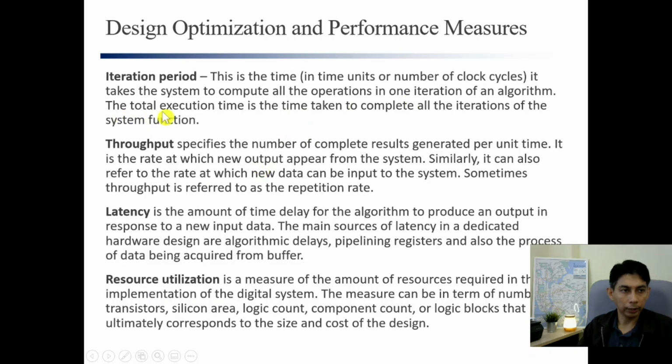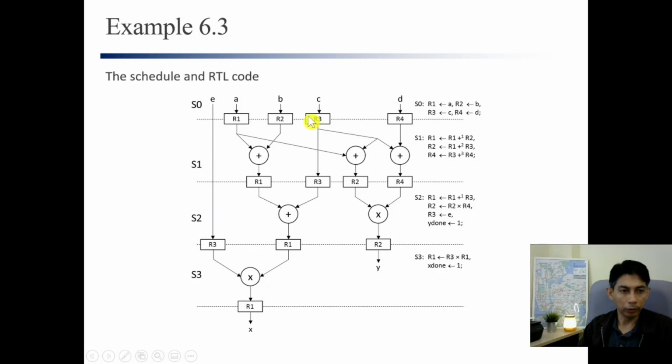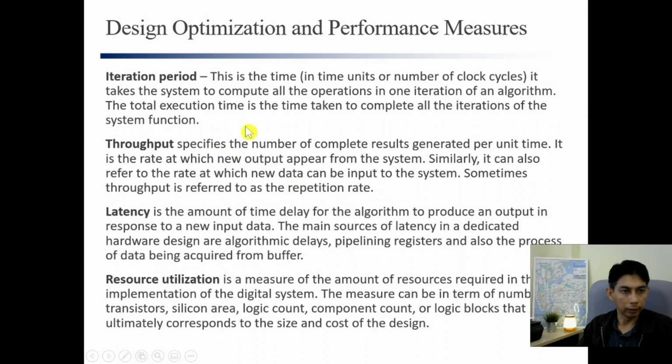Right? And total execution time is the time taken to complete all iterations of the system function. So meaning that, for example, in your system, you want to run this 100 times. If the iteration period, or the time that it takes to complete one iteration or one process, is 4 nanoseconds, then the total execution time is actually 400 nanoseconds, which is 100 times multiplied by 4 nanoseconds. It's something like this.